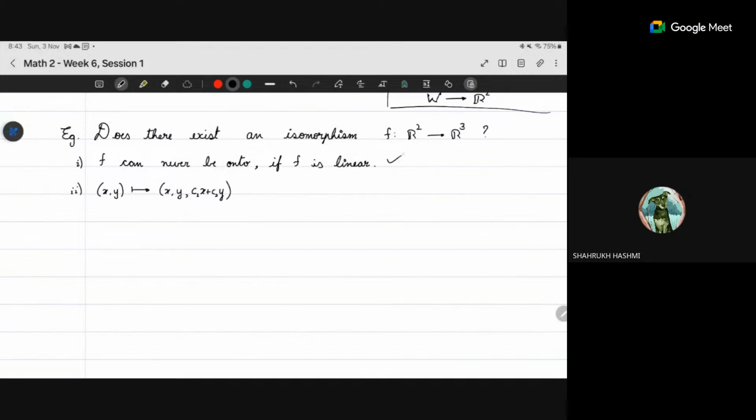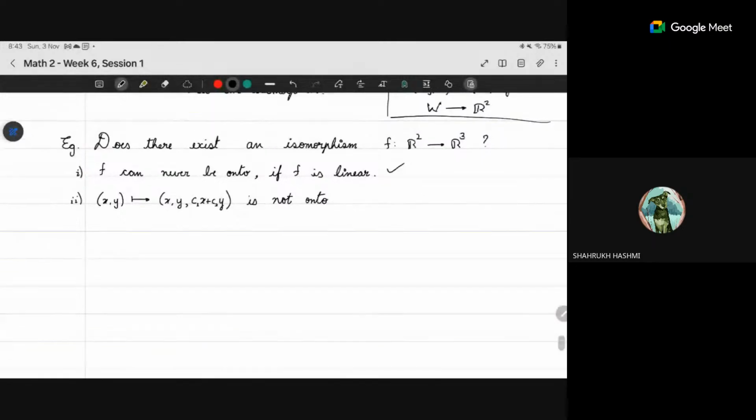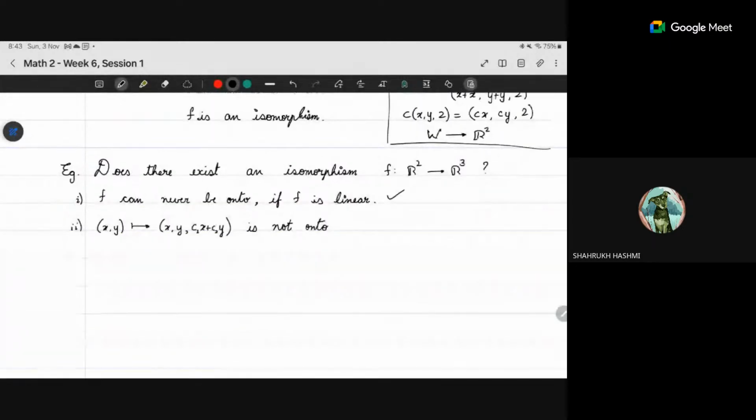I'll just say this. This is correct, but this is not onto. It is linear, but this is not onto. So these are the logical conclusions. If f is not linear, is it in our syllabus? I'm just asking, sir, if it is possible. If it is not linear, then how do we conclude that it can be mapped onto, and how will we conclude it?